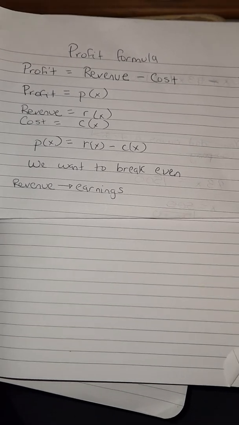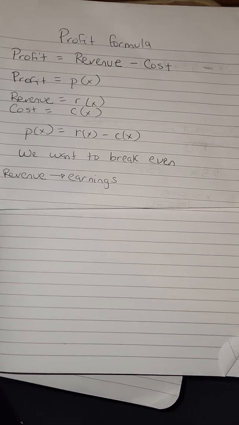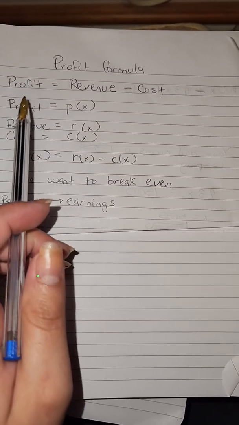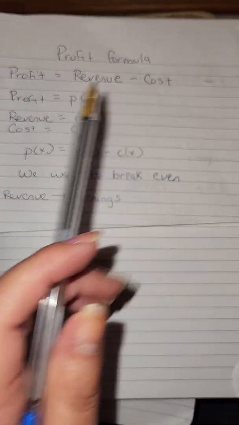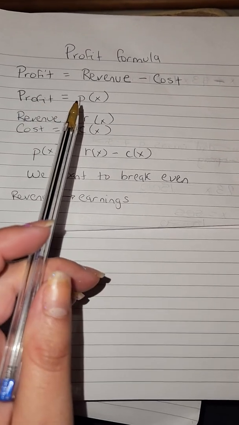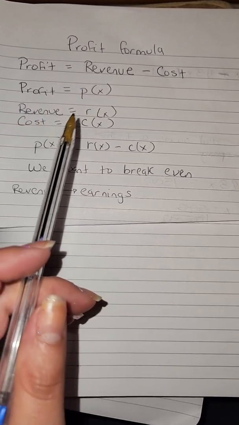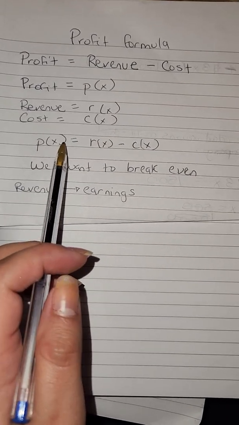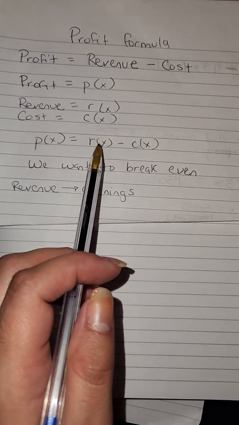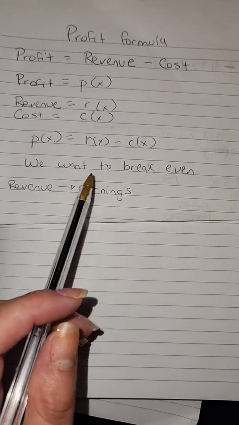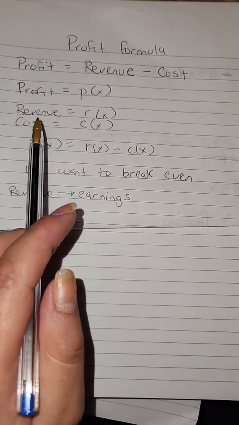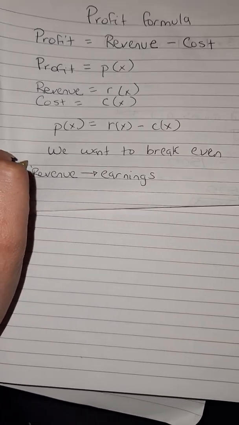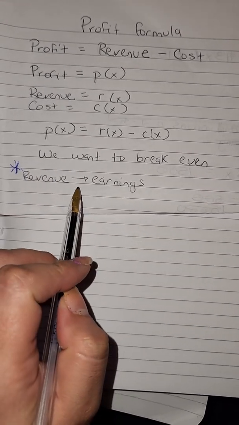Okay, today we're going to talk about break-even problems, but for that we need the profit formula, which is profit is equal to revenue minus the cost. Profit, we're going to set it up as P of X, revenue is R of X, cost is C of X, and your equation is P of X is equal to R of X minus C of X. We want to break even, and revenue is the same thing as earnings. I made a little note here that revenue is equal to earnings.